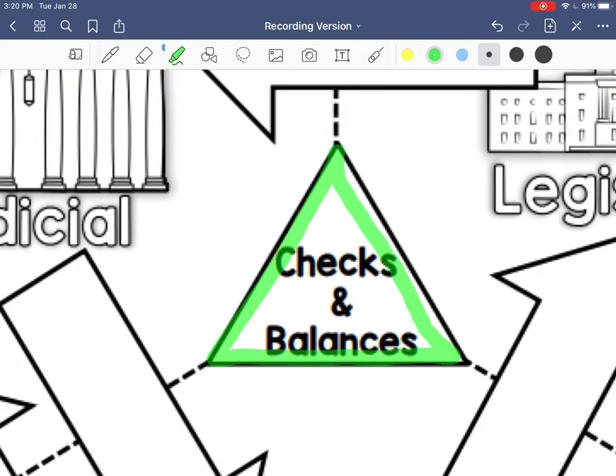This is the main idea of our diagram. It is the system of checks and balances in American government. And what that means, checks and balances, is that one branch of the government cannot get too powerful. The writers of the Constitution decided to divide the power equally among the three branches. And they put this system of checks and balances in place so that one branch doesn't get too much power.